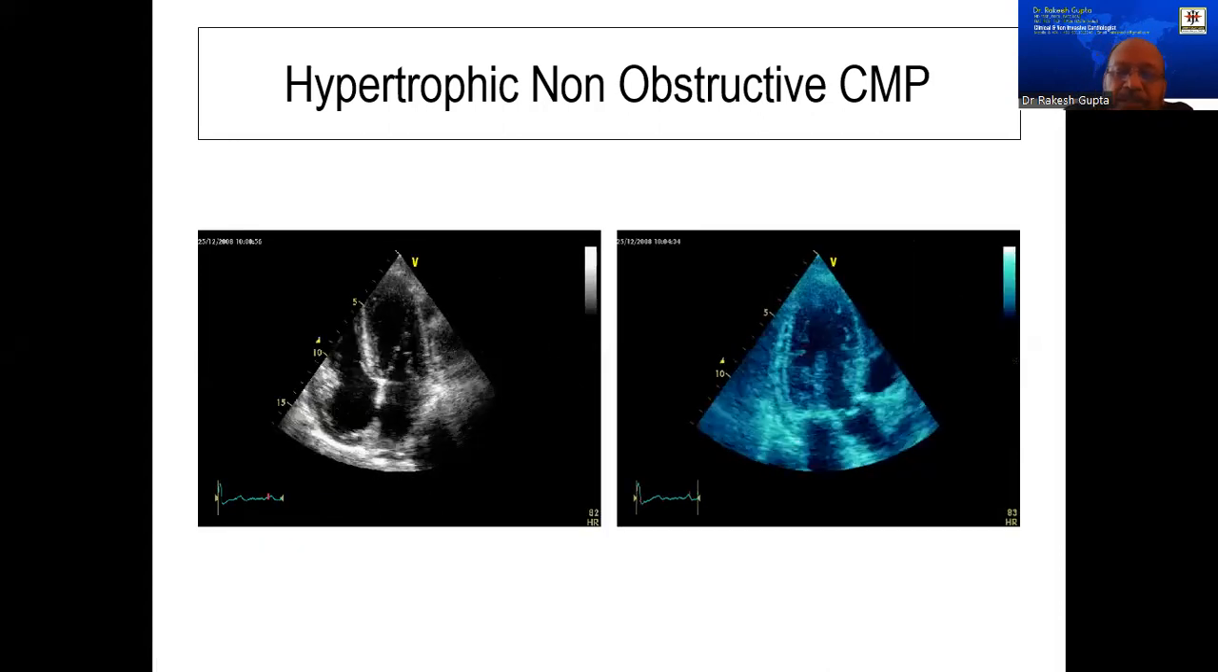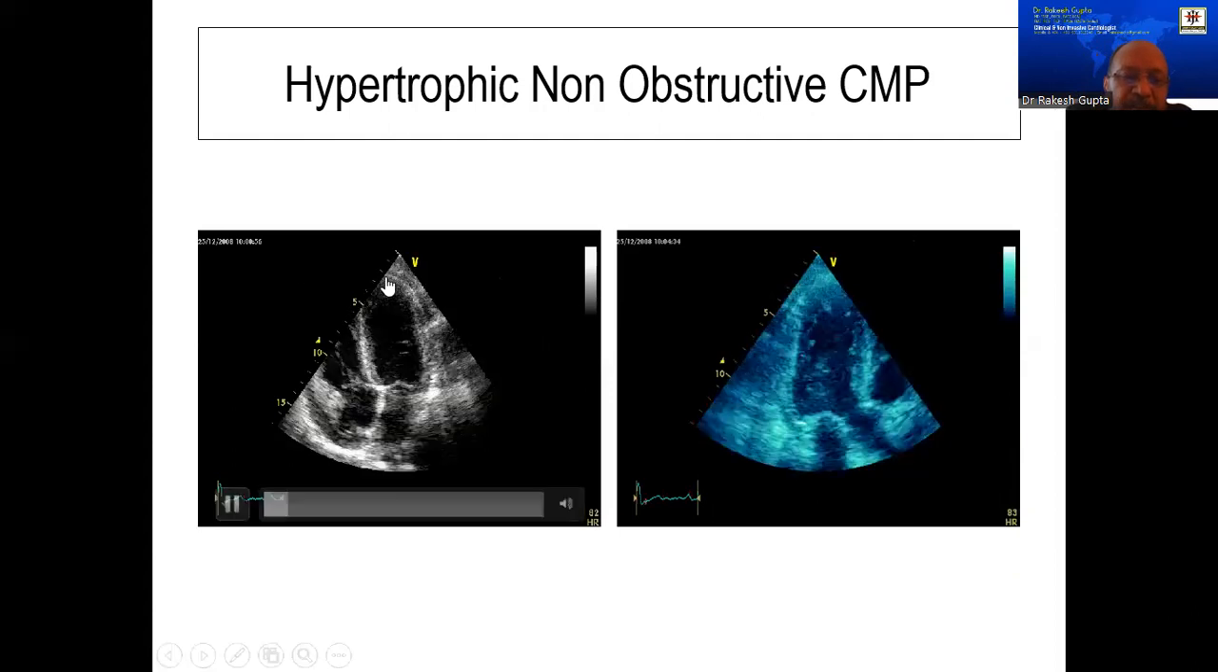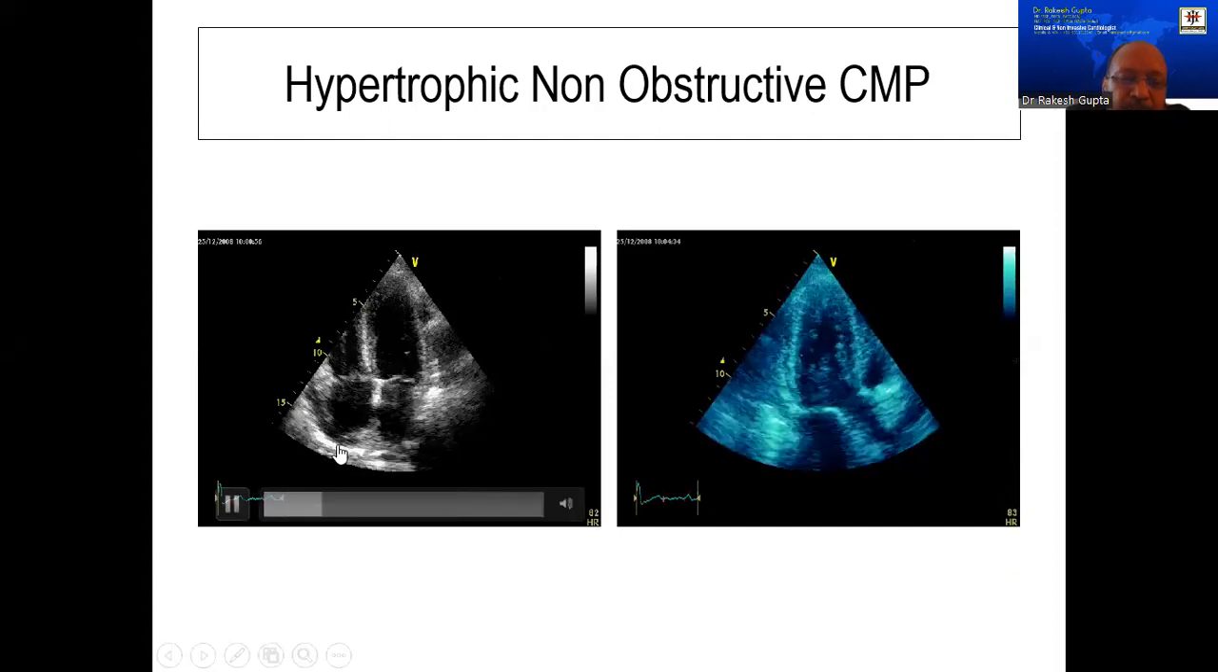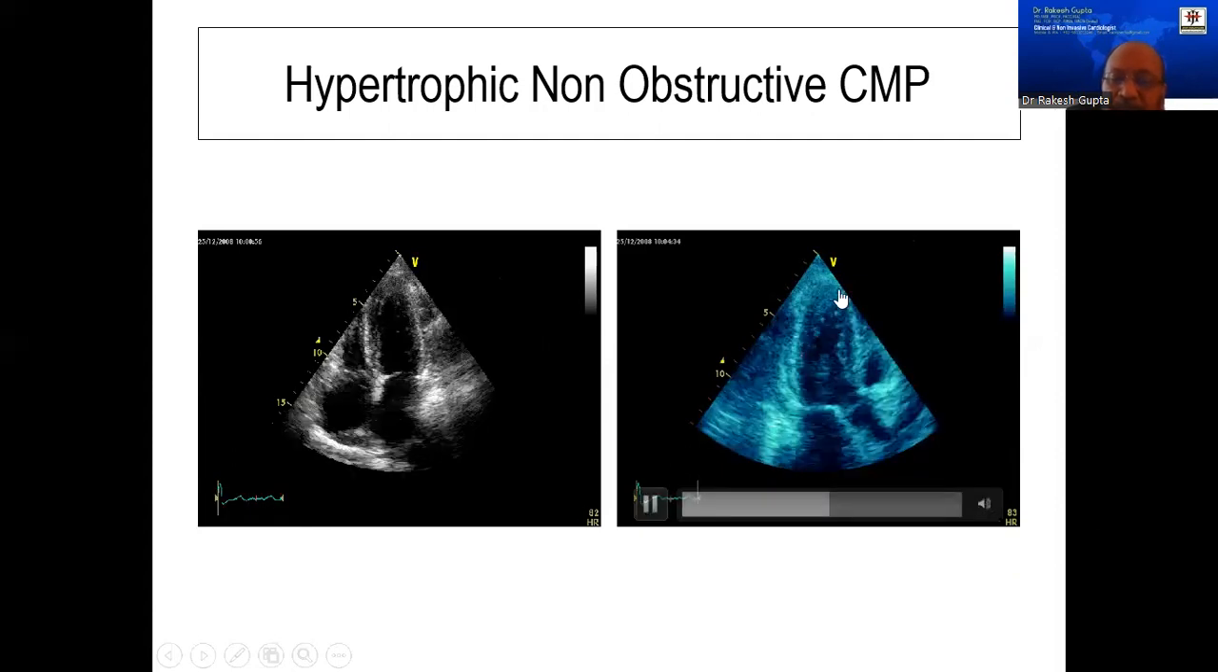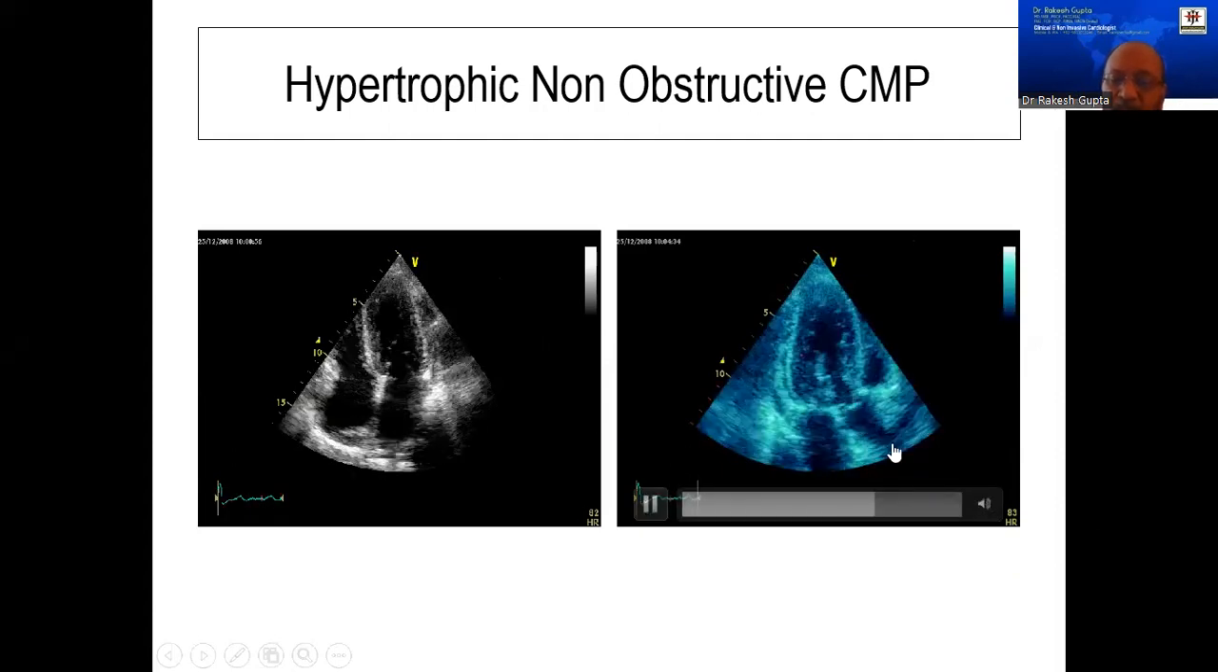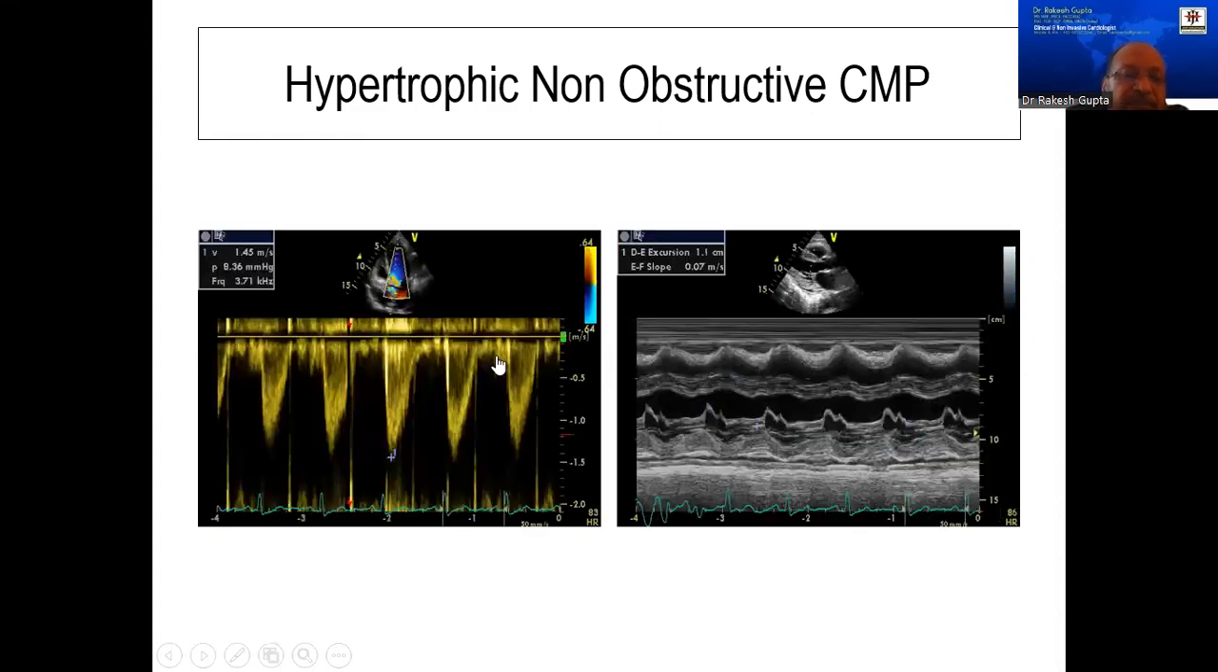Another example, look very carefully. LV appears to be thickened. There's some amount of pericardial effusion present over here. Here, look at the thickening of the LV, and there's no obstruction of the LVOT. When we look at the flow pattern across this LVOT or aortic valve, it is reasonably normal. There's a shorter ejection time and a longer deceleration time. Then E point septal separation, again, is normal.